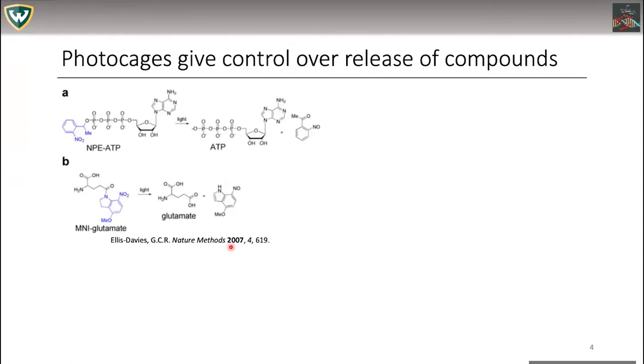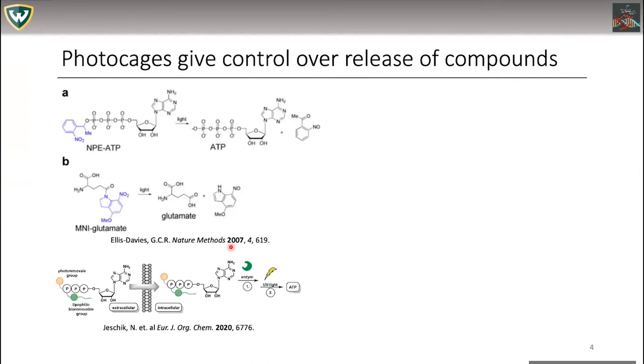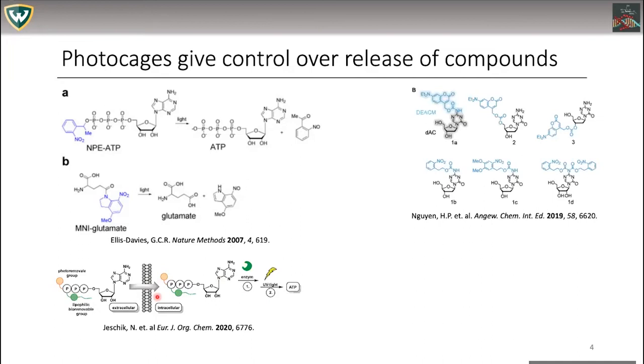And so with more research, other groups have come out with ways of caging the ATP differently so it can be brought into the cell a bit easier, with things like the bioremovable groups that get cleaved with an enzyme, and then UV light can control the release of ATP to study the effects. Other examples of photocages in the literature are photocaged DNA methyltransferase inhibitors.